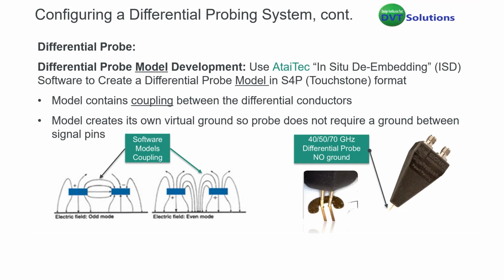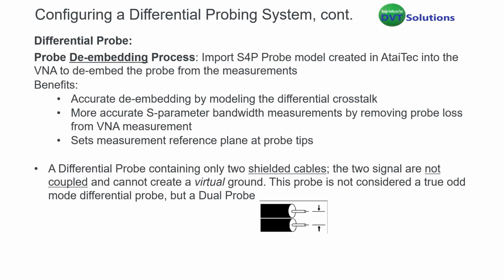If you draw your attention to the picture at the lower right-hand side, we've just introduced these differential probes. These go up to 70 gigahertz. And as you can see in the picture, kind of the center or off to the left of the probe, there's only 2 signal pins. There is no ground. So we're completely relying upon the coupling of the probe to carry the energy back and forth through the probe. And to model that is a really difficult thing to do. But we've been able to do that with the Ataitec software, which we'll discuss later on, and we'll have a live model creation demonstration later. Now, probe de-embedding process.